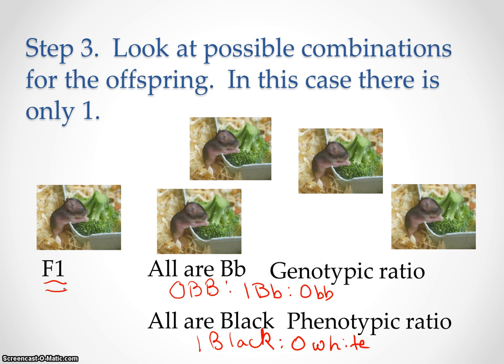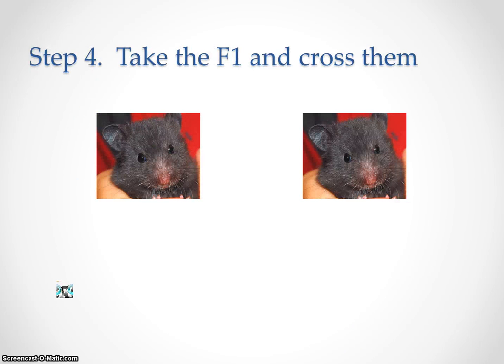For our next problem, we're going to find the F2. That's the kids of the kids. And yes, in this case, it will be ancestral. We are going to take 2 of these little black hamsters, once they've grown up, a male black and a female black, and cross them. So there's my F1 now. These 2 hamsters here are both my F1s. They've grown up a little bit. And we're going to take the F1 and cross them. Remember, their genotype was big B, little b.